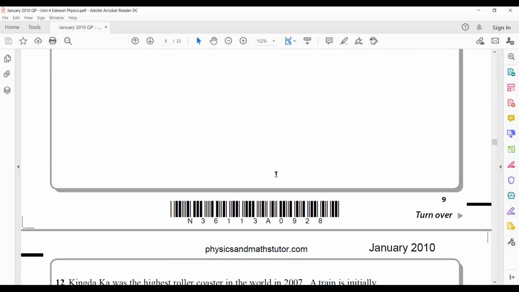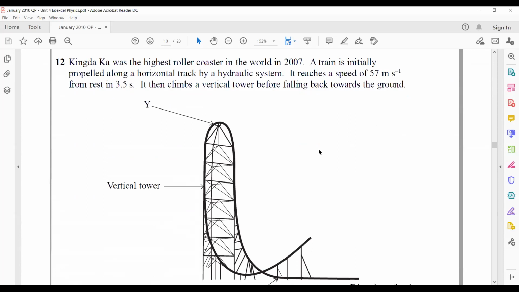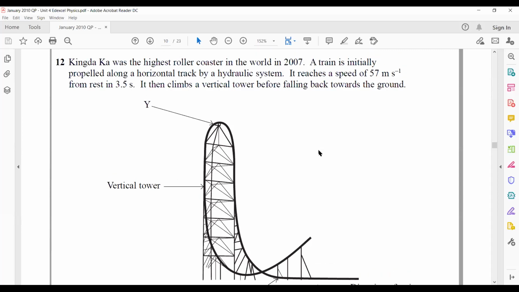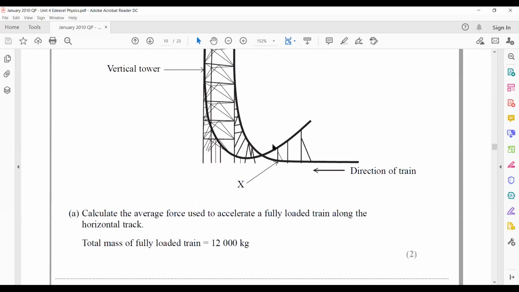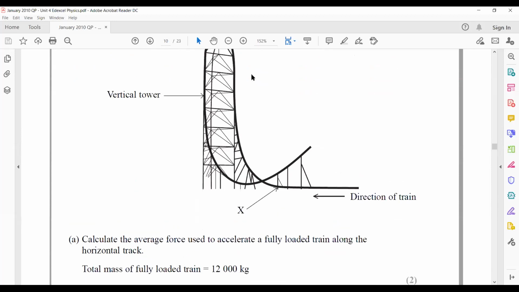This one is the January 2010 paper. Kingda Ka was the highest roller coaster in the world in 2007. A train is initially propelled along a horizontal track by a hydraulic system. It reaches a speed of 57 meters per second from rest in 3.5 seconds. It then climbs a vertical tower before falling back towards the ground. The question: calculate the average force used to accelerate a fully loaded train along a horizontal track. The mass of the train is 12,000.